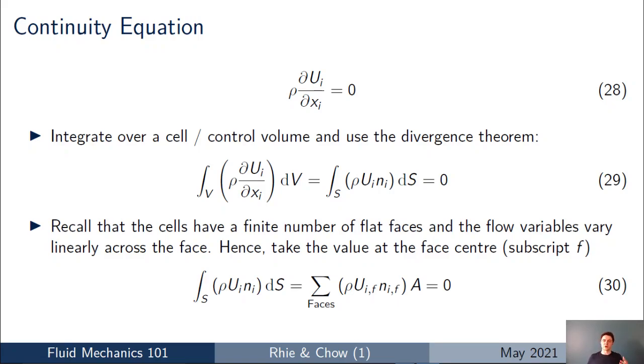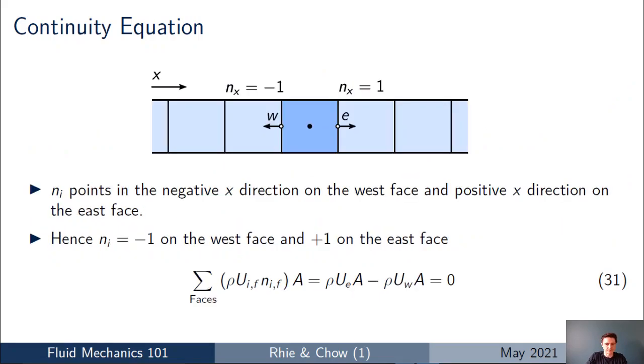And then once again, we use the same fact as before, that all the cells have a finite number of flat faces and the flow variables vary linearly across the face. This allows us, rather than having that integral over the entire surface of the cell in 2D or 3D, to replace it by the integral over each of the faces in turn, and then we can replace the integral over the face with the value at the face center multiplied by the area. And that's equation 30, which you'll see there.